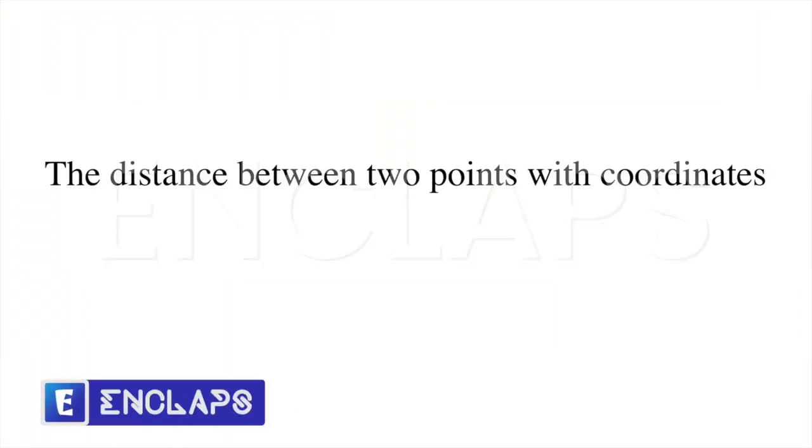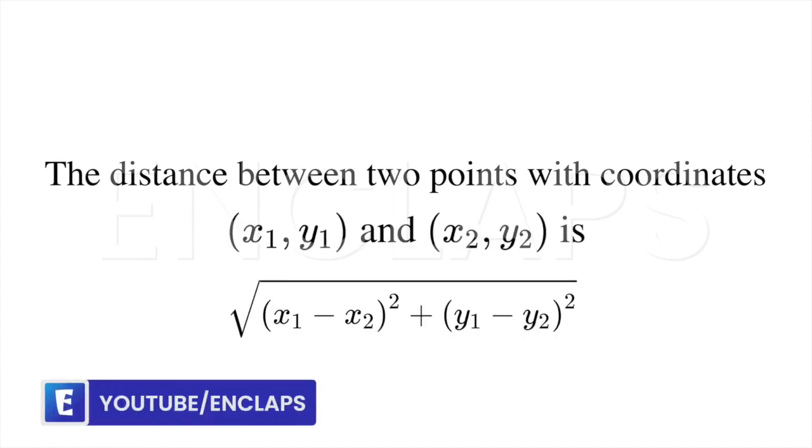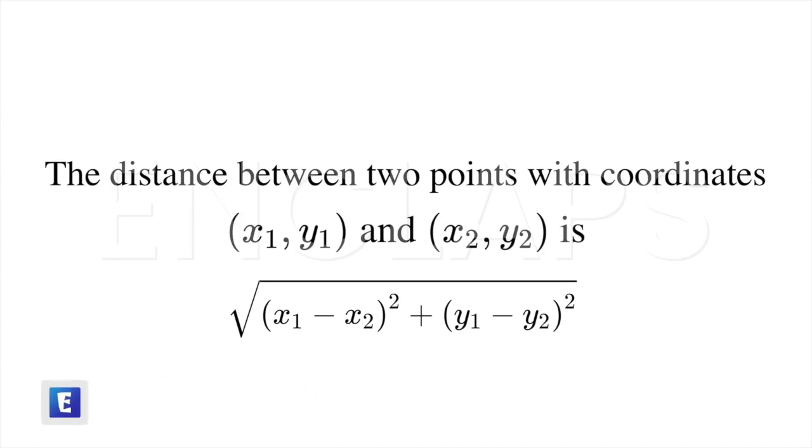How do we say this in general? The distance between two points with coordinates x1, y1 and x2, y2 is the root of x1 minus x2 the whole square plus y1 minus y2 the whole square.